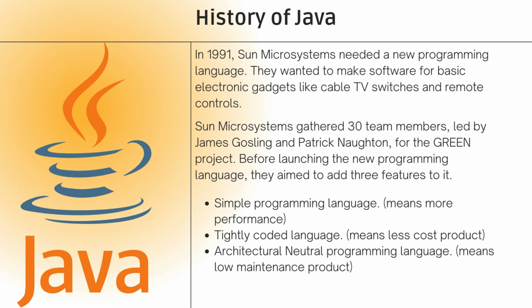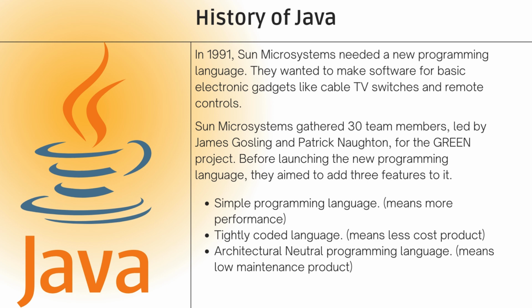Back in 1991, a company called Sun Microsystems had a problem. They needed a new programming language. They wanted to create software for all sorts of electronic gadgets like cable TV, switches, and remote controls. They needed something that could make these gadgets smarter and more efficient. So, Sun Microsystems assembled a team of 30 members led by James Gosling and Patrick Naughton. They decided to create a new programming language and started a new project, and the name of their project was the Green Project.